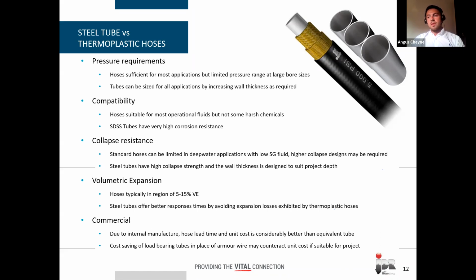So with that expansion and increased volume, you end up with potentially having a longer response time if you are, say, actuating a valve at the end of a 10-kilometer, 20-kilometer umbilical. So with steel tube, if response time is critical, it may be the preferred option. And finally, in terms of commercial comparison, as I just noted, the supply capacity of steel tube suppliers can be an issue. Because hoses are manufactured internally, this means that the lead time and unit cost is considerably better than the equivalent tube.